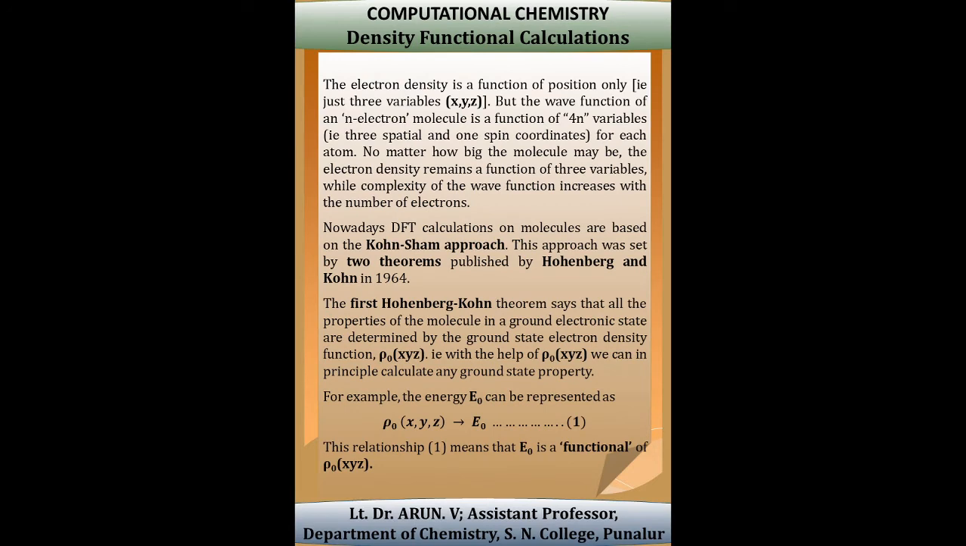The electron density is a function of position only. That is, just as if we consider a point, it depends on the three variables x, y and z. But the wave function of an n electron molecule is a function of 4n variables. That is, it includes 3 spatial variables and 1 spin coordinate. No matter how big the molecule may be, the electron density remains a function of 3 variables, while the complexity of wave function increases with the number of electrons.